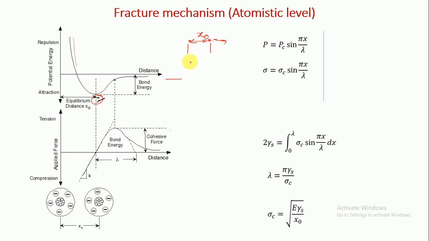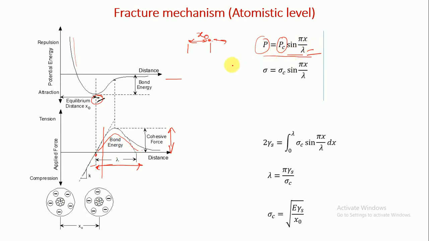If we load further, what will happen? The attraction force will decrease, and this force-displacement curve can be graphically represented by half of a sine wave. From the equilibrium point to any distance x, we can get the load with the expression of the maximum load, the cohesive force, times sine of pi x by lambda, where lambda is the half wavelength of the sine curve.